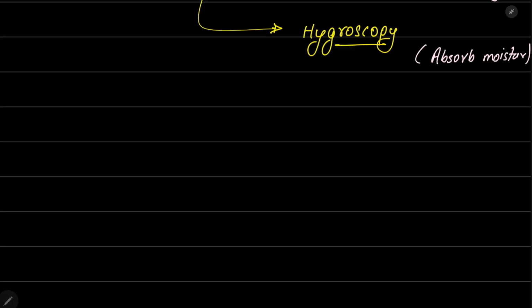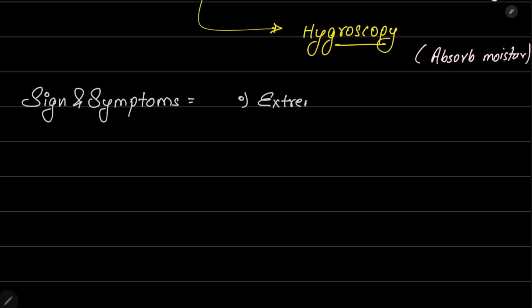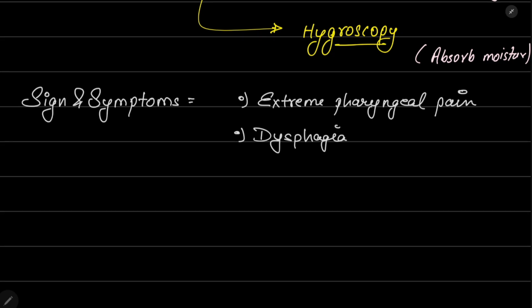Now we are going to study some signs and symptoms of sulfuric acid poisoning. What if a patient comes with the following symptoms? We can suspect sulfuric acid poisoning. First of all, there is extreme pharyngeal pain. There will be dysphagia in this patient. Their lips will be swollen.